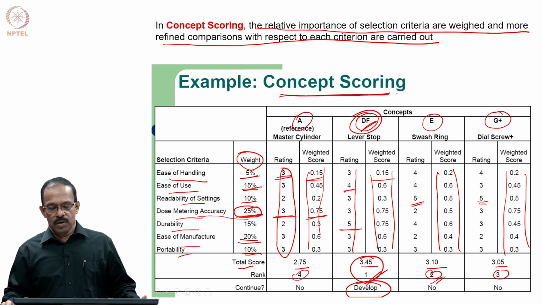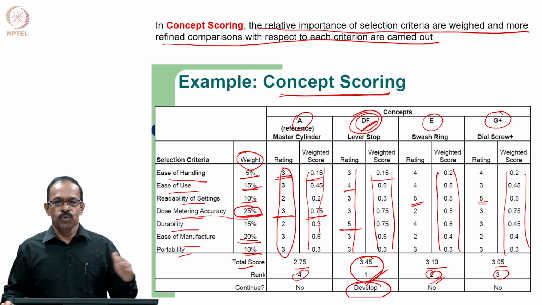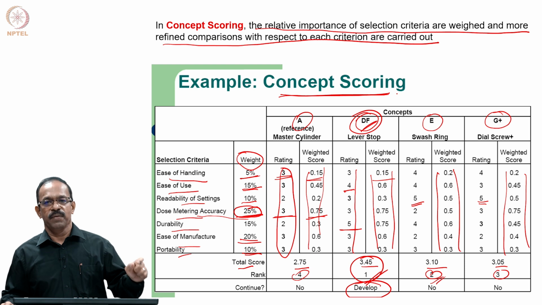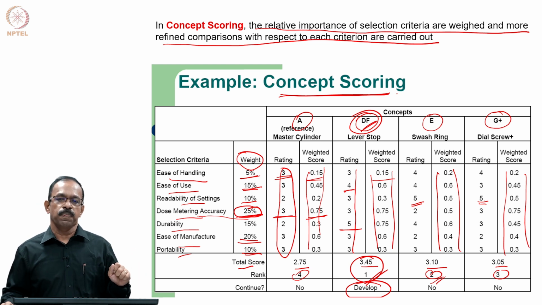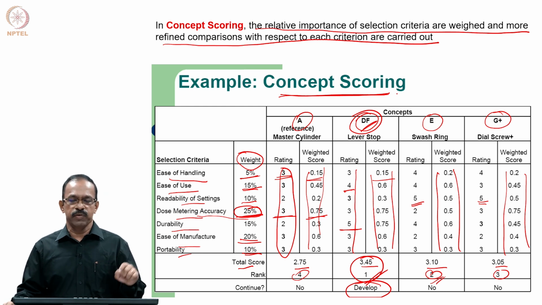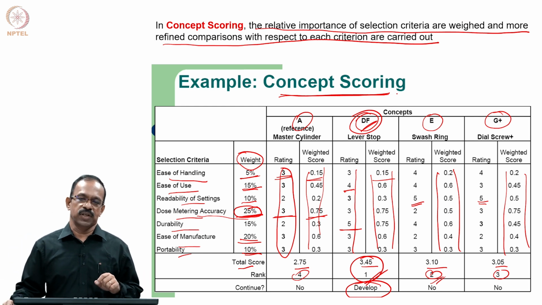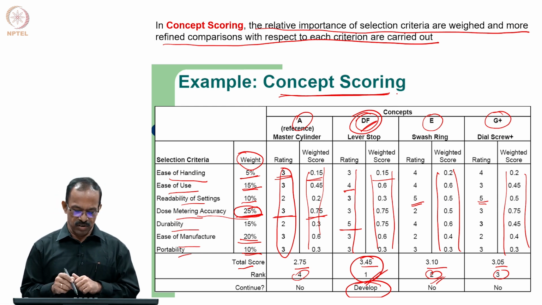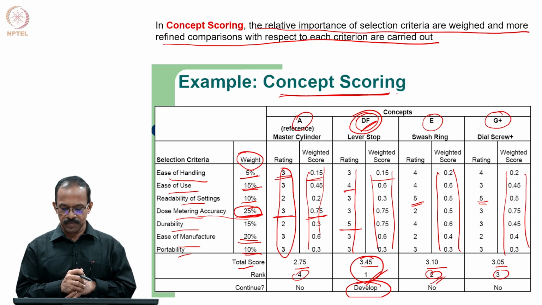Okay. So, we have 2 stages in concept selection. The first one is concept screening, which is more of a subjective evaluation, and the second one is concept scoring, where we do a much more objective evaluation, giving some weightage for the criteria, and then giving an absolute rating for each concept, getting the total score and deciding on the top concept.